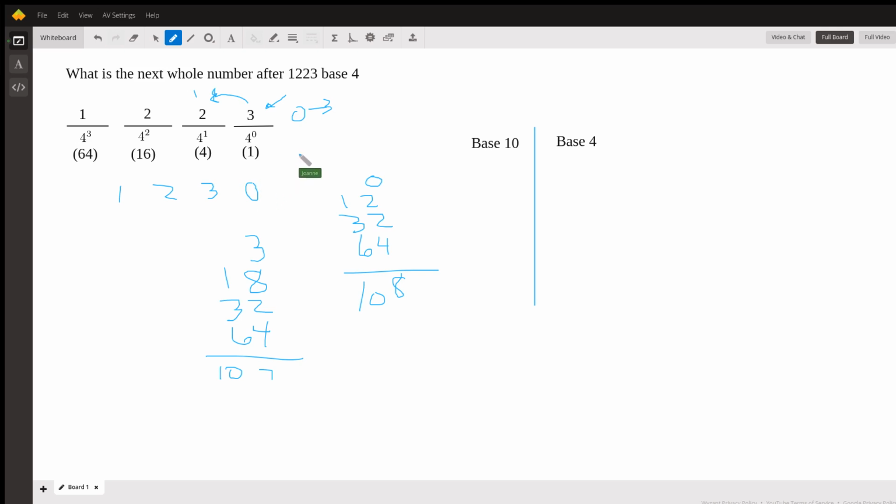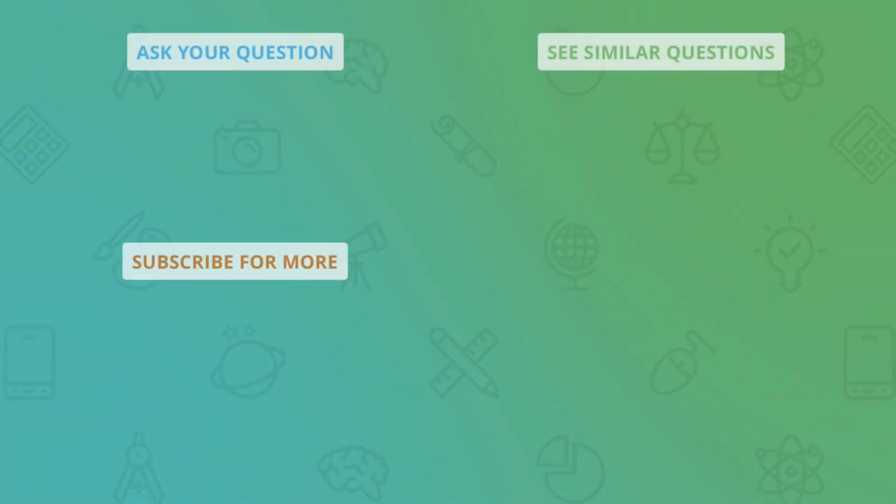So just to recap, when you're doing base 4, any location can only have the values of 0 through 3. Once I get to a 3, it goes back to 0, and I carry a 1 to the location to my left. So then that becomes a 3. So to change 1223 to the next whole number would be 1230. I hope that helps answer your question.